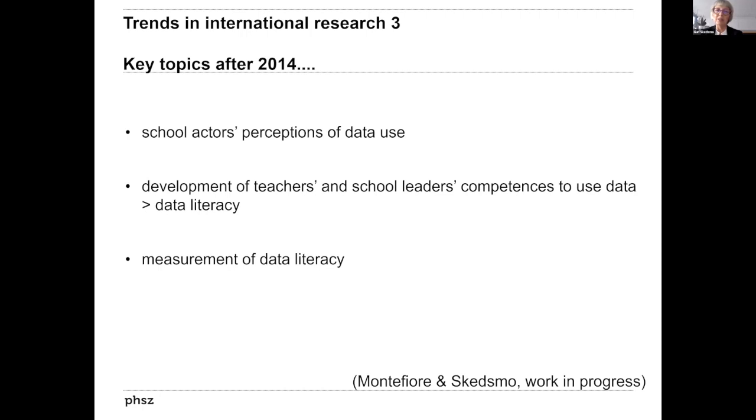Recently, I started to look into this literature again after 2014. And together with a PhD student from the Autonomous University of Barcelona, Julia Montefiore, we have so far in our work, this is work in progress, identified that there are many English-speaking studies now exploring school actors' perceptions of data use, but also how teachers and school leaders develop their competencies to use data in terms of data literacy. And there are also studies trying to measure school actors' data literacy. So these are three emerging themes that we see in the body of research after 2014.